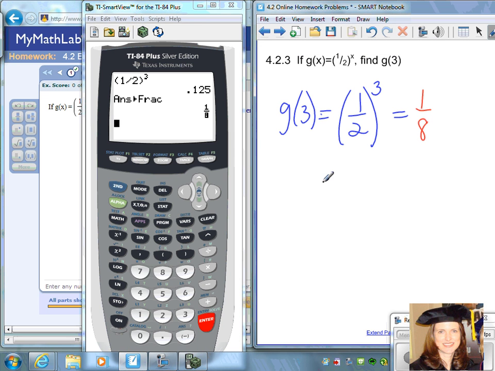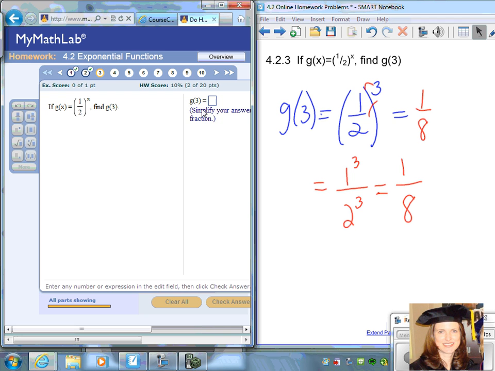Okay, again, you can also use the rules of exponents to share that exponent. This is the same thing as 1 to the 3rd over 2 to the 3rd. And 1 to the 3rd is 1 times 1 times 1, which is 1. 2 to the 3rd is 2 times 2 times 2, which is 8. So another way of getting the answer is 1 over 8. Let's look at number 4.